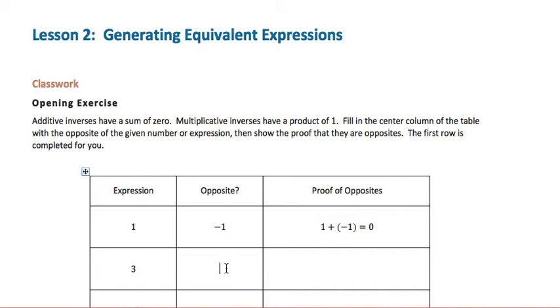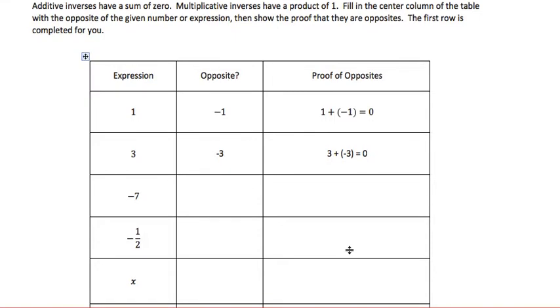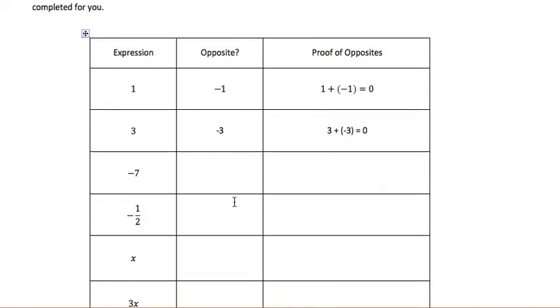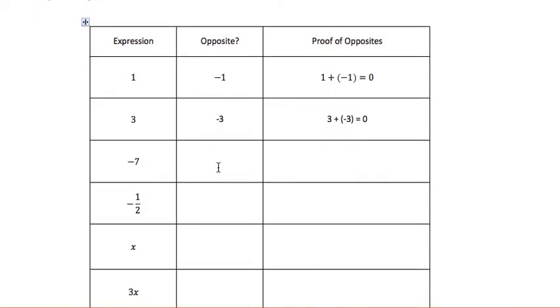So our next number is 3. The opposite of 3 is negative 3. And our proof that it's the opposite is we'll add 3 plus negative 3, and that equals 0. Our next term is negative 7. The opposite of negative 7 is 7. And we'll prove it by saying negative 7 plus 7 equals 0.